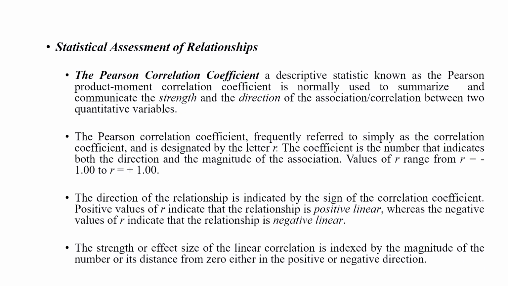So, the Pearson correlation coefficient, frequently referred to as the correlation coefficient, is described by this letter R, and the number associated with the R indicates both the direction and the magnitude of the association. The direction is indicated by the sign of the correlation coefficient. So, plus or minus tells you whether it is a negative or a positive relation. The strength or the effect size of this linear correlation is indexed by the magnitude of the number. So, 0.20, 0.60, 0.80, 0.90 that way.